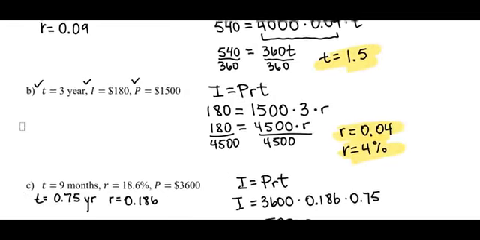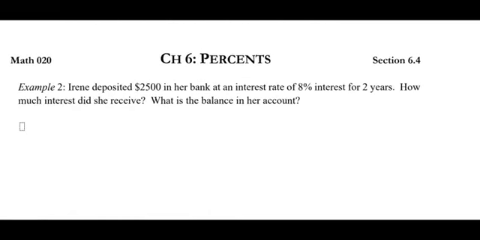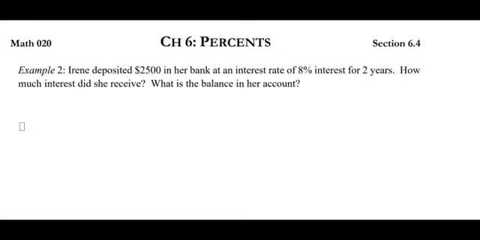Okay. So now that we know how to plug everything into the formula and find the missing value, now we're ready to solve some word problems. So we're going to be looking at the scenario and doing those steps that we just did in the previous 3 examples. Okay, so let's look at example number 2. Irene deposited $2,500 in her bank at an interest rate of 8% for 2 years. How much interest did she receive? What is the balance in her account?